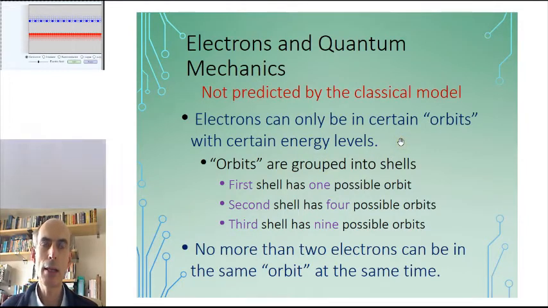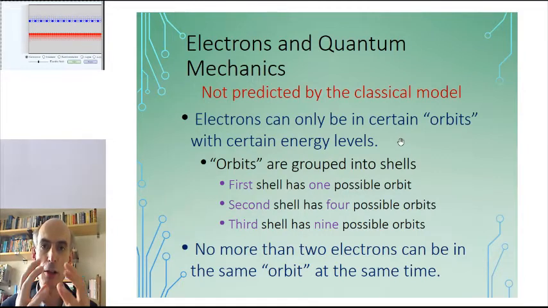Firstly, electrons can only be in certain orbits with certain energy levels. They cannot have an arbitrary energy level and be an arbitrary distance away from the nucleus. There are only certain allowed orbits that electrons can be in. These orbits are grouped together in shells. The inner shell, which is the one closest to the nucleus and has the lowest energy, only has room for 2 electrons. There's one orbit in that shell, and each orbit can only accommodate 2 electrons.